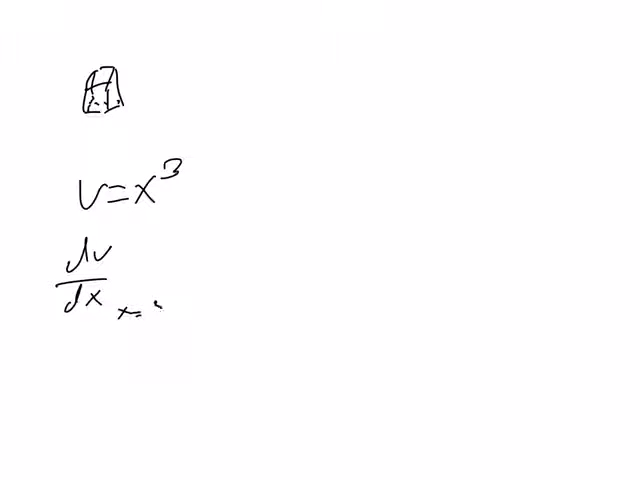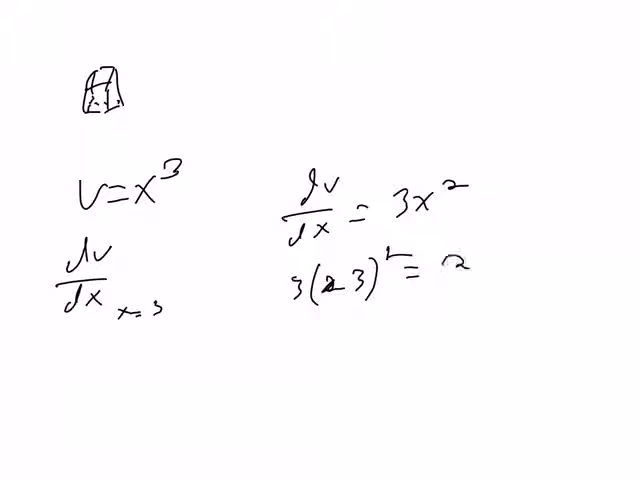Well, dV over dx is going to be 3x squared, and when x is 3, we're going to have 3 times 3 squared, in other words 9 times 3, which is 27. And then the next question is, what is the meaning of this? The meaning is pretty simple. When the cube has length 3, changing it slightly will change the volume of the cube. Its rate of change with respect to how much x is changing, when x is equal to 3, is 27.